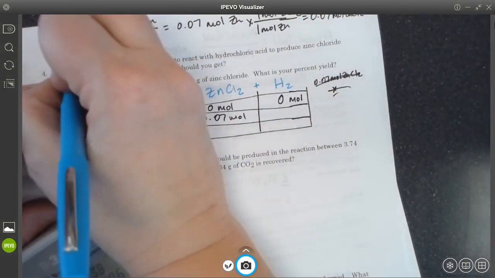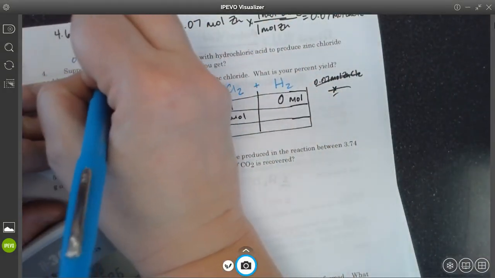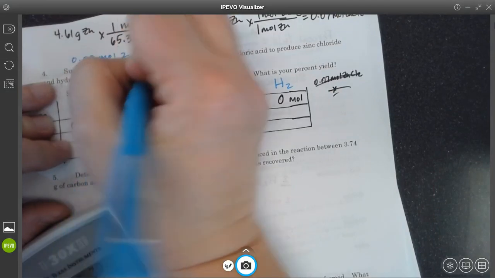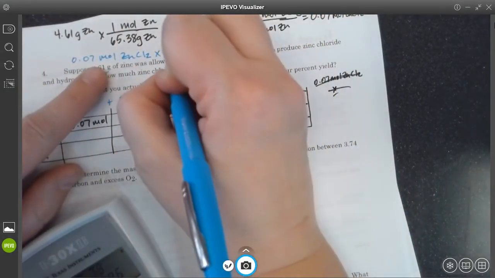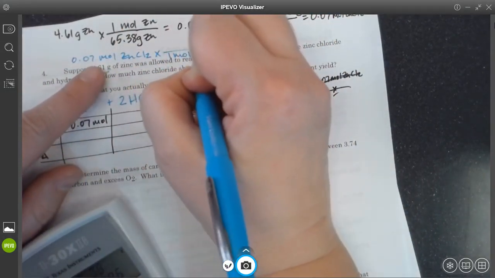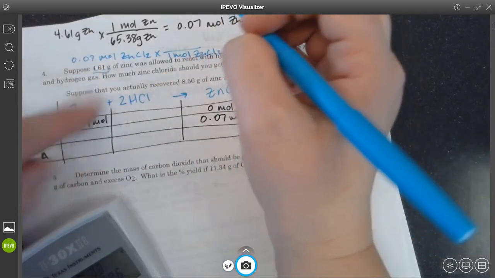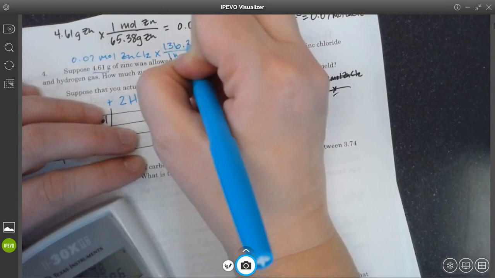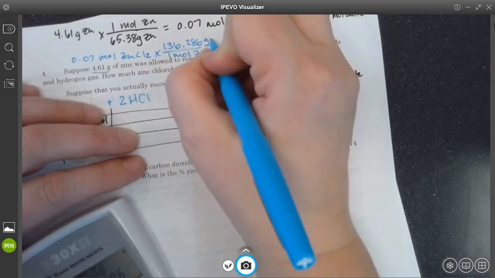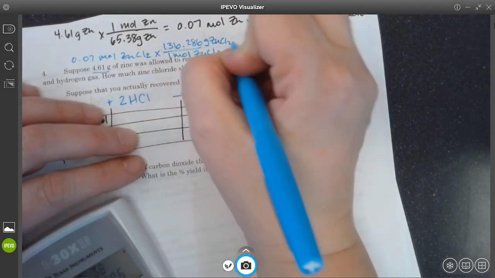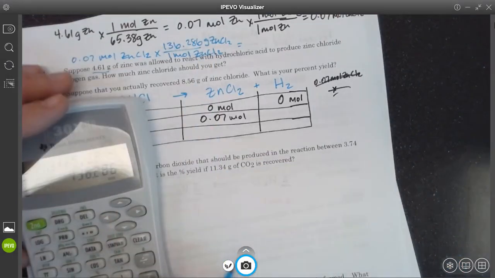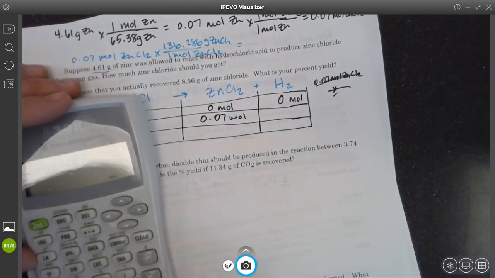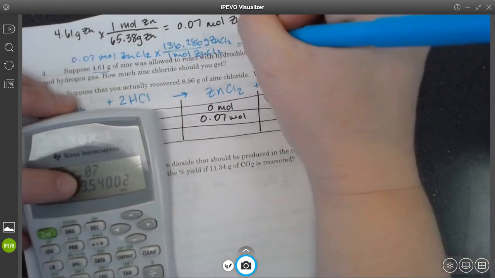So if I've got 0.07 moles of zinc chloride, I know that for every 1 mole of zinc chloride, my stuff is going to have a mass of 136.286 grams. So that means that of my product, I'm going to have 9.54 grams.